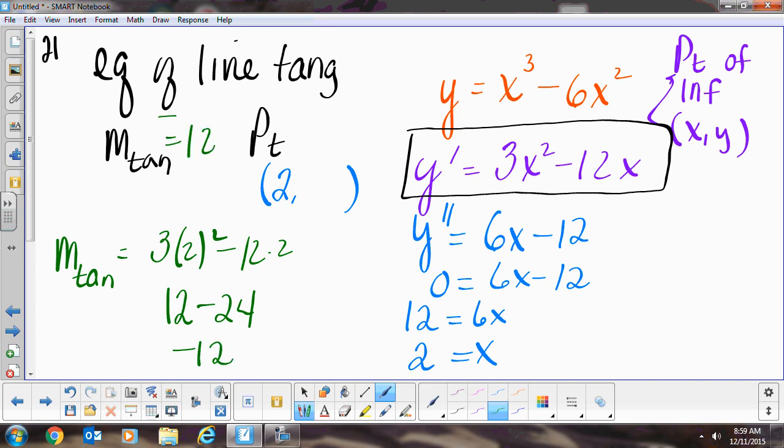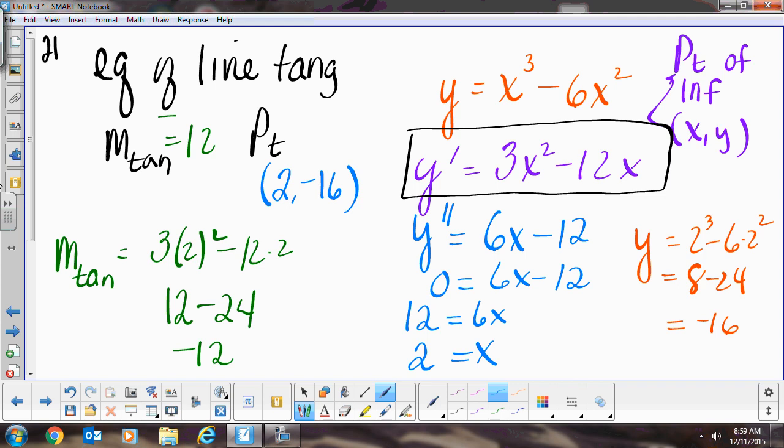What's the only thing I'm missing? How do I find the y value? Look at that. We've used a slope generating function. We've used the second derivative, and now we're going to use the original. So my y value will be 2 cubed minus 6 times 2 squared, which is 8 minus 24, which I think is negative 16. So my ordered pair is 2, negative 16.